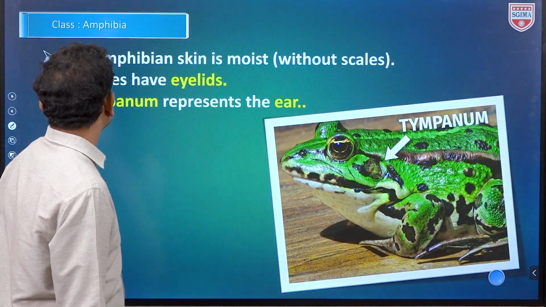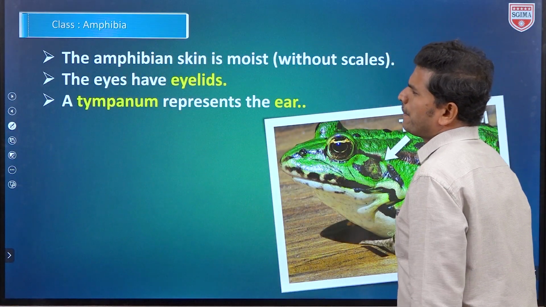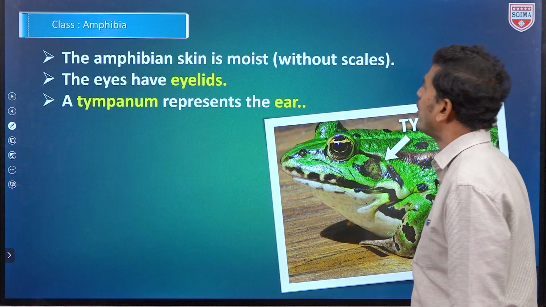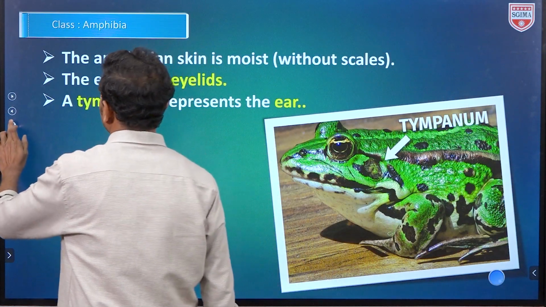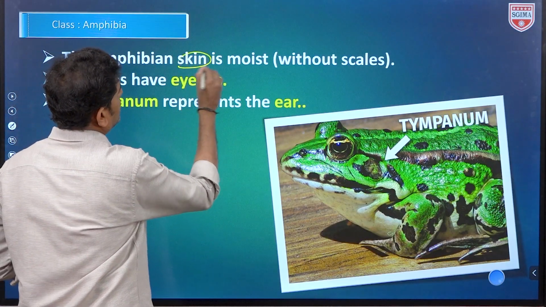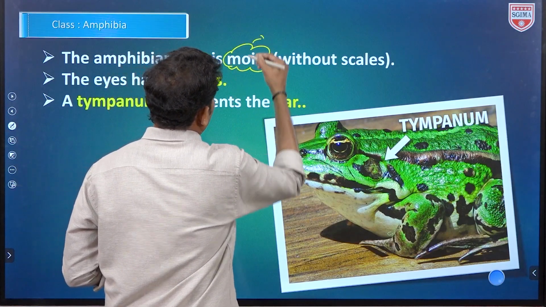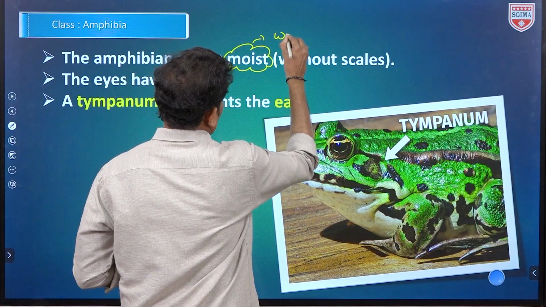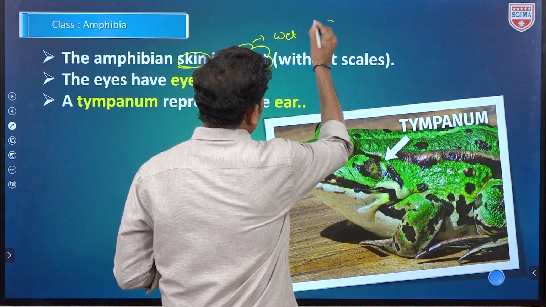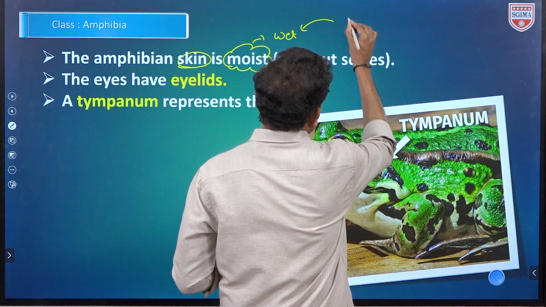Next slide. Here 3 points are given, external characters only. The first point is that amphibian skin is moist, and in brackets it is mentioned without scales. Moist means it is always in a wet condition. How do they maintain this wet condition? Their skin cells are modified into mucus-secreting glands.